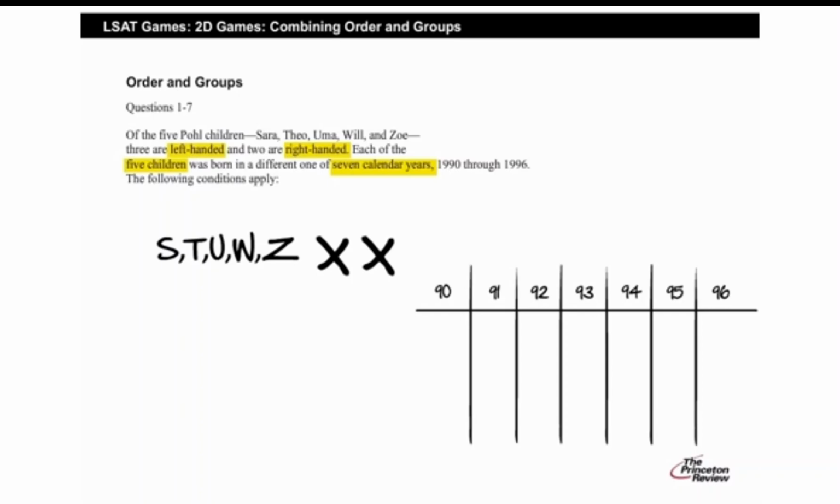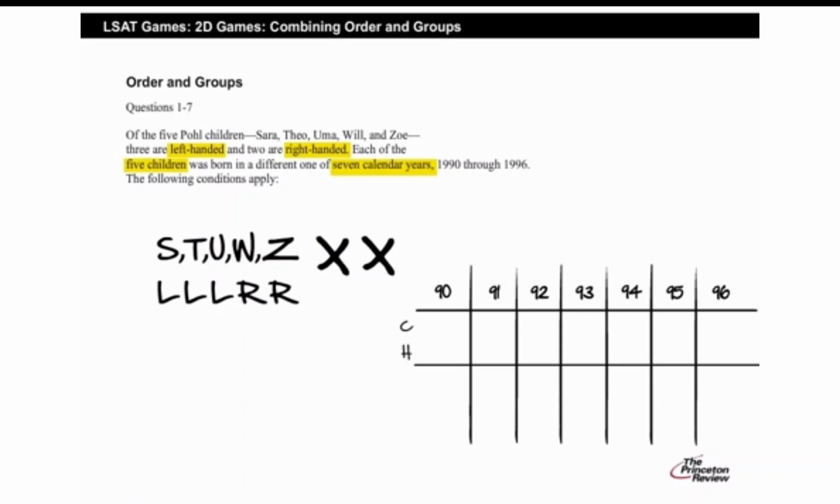Now there's still the handedness to account for. First, add another list to your inventory, 3 L's and 2 R's. Add a second level or row to the diagram. This allows you to keep track of the grouping aspect of the game. That is, for each year in which a child is born, you will have 2 elements assigned, the name of the child and the handedness of that child.